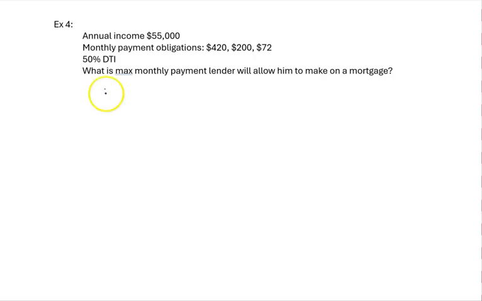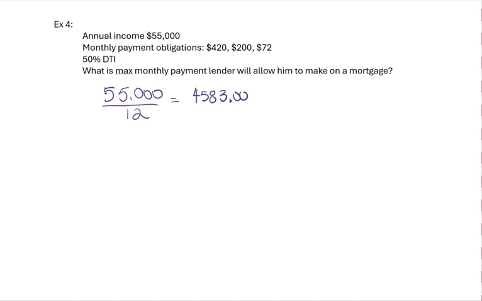So first of all, we're going to be looking at his annual income of $55,000. Now, this is probably before taxes and everything, but we're not going to worry about that right now. We're just going to use this to determine how much he can borrow. We need to take this number and divide it by the number of months in a year, which is 12. And when we do that, we get $4,583. So that's basically his monthly income.